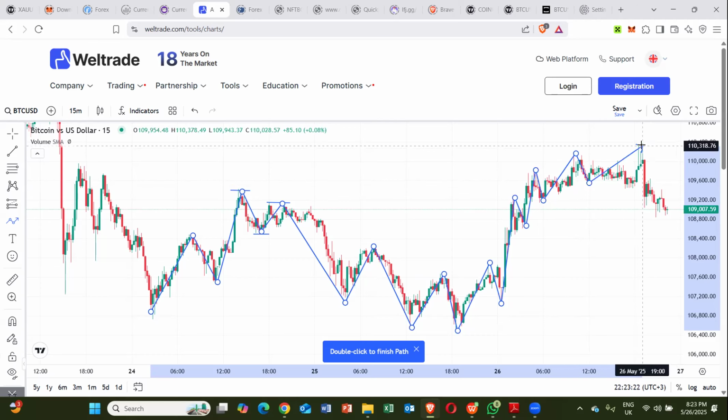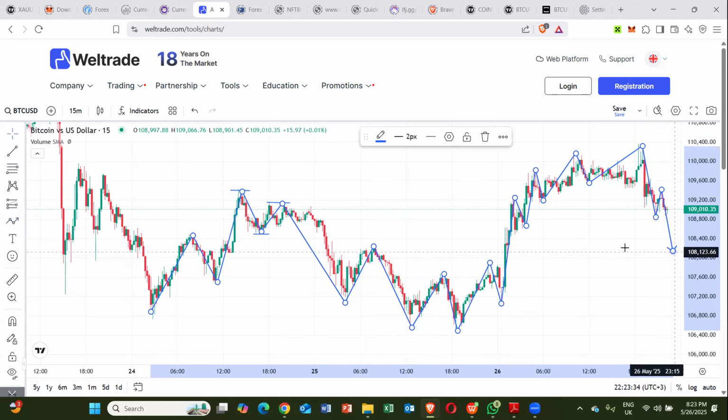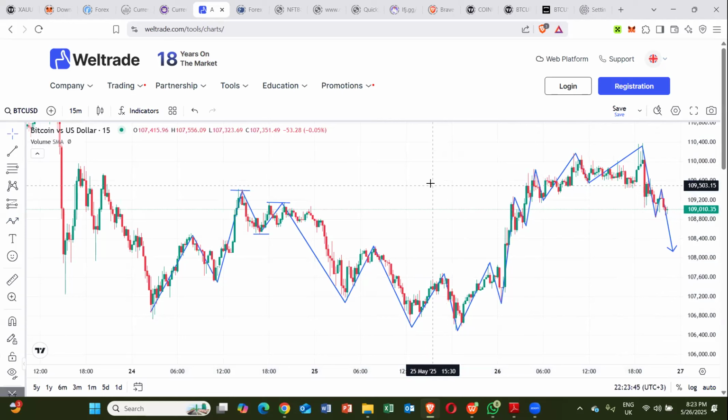Okay, so now this one also has been broken. So this is how a series of lower highs, lower lows, higher highs, higher lows would be created in the market. So now, this is just to show you how to identify the trend.